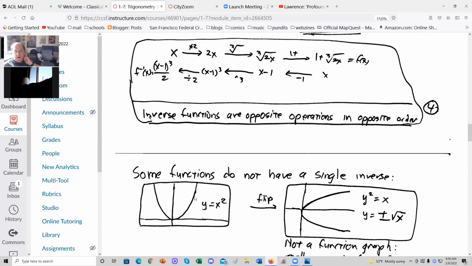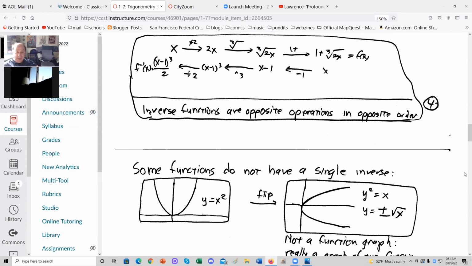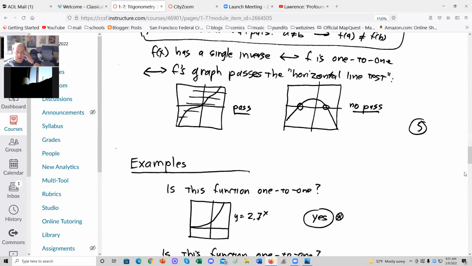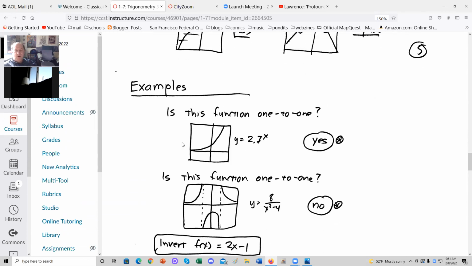And okay, back here, y equals x squared. This too fails the horizontal line test. 2 squared is 4, negative 2 squared is 4. So if you invert, then where should 4 go? Plus 2 or minus 2? That is the problem.